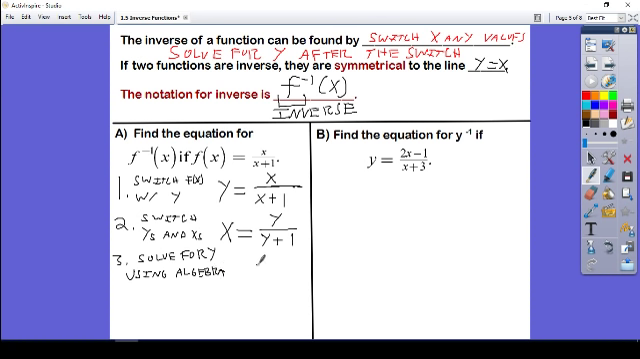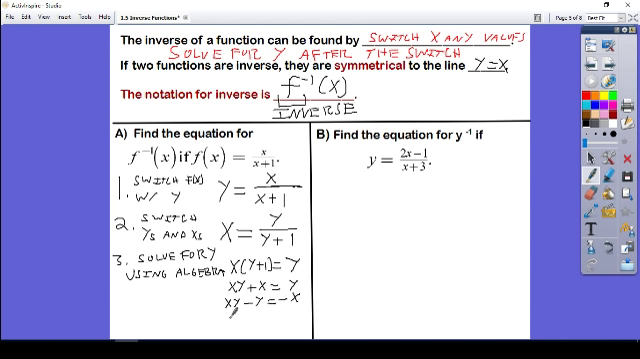So in this step, let's look at the steps. First, we multiply each side by y plus 1. So we'll have x times y plus 1 is equal to y. Then we can distribute the x, so we'll have xy plus x is equal to y. Then we get all the y's on one side and the x by itself, so we have xy minus y equals negative x.